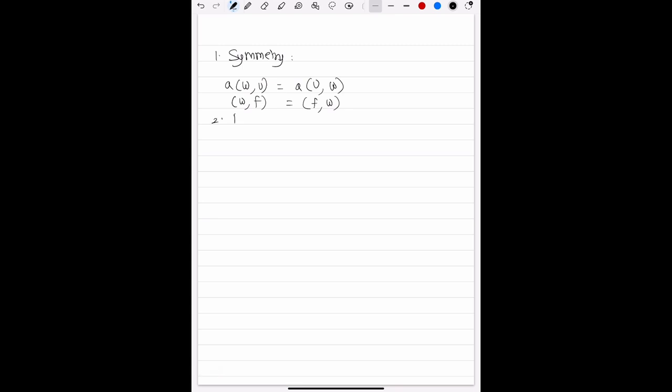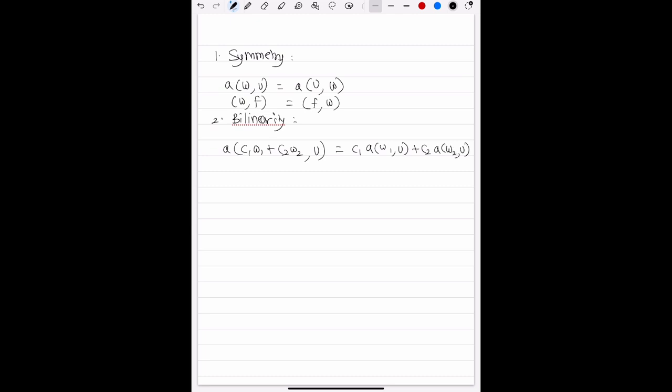The second property that we highlighted was that they are bilinear. Bilinearity means that they are essentially linear in both the slots, w as well as u in the first expression, and w as well as f in the second expression. So what does that mean? If we consider the expression a of c1 w1 plus c2 w2, comma u, for some constants c1 and c2, then this can simply be written as c1 times a of w1, u plus c2 times a of w2, comma u.